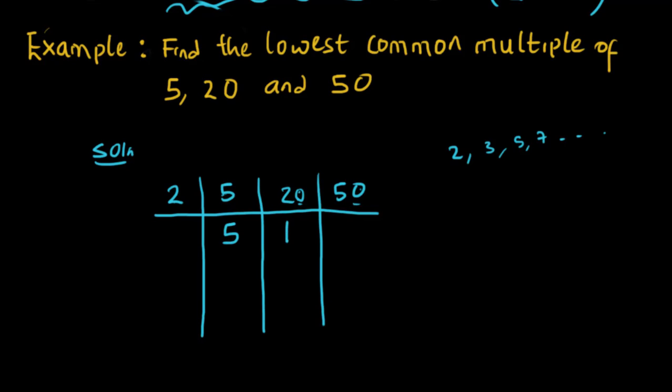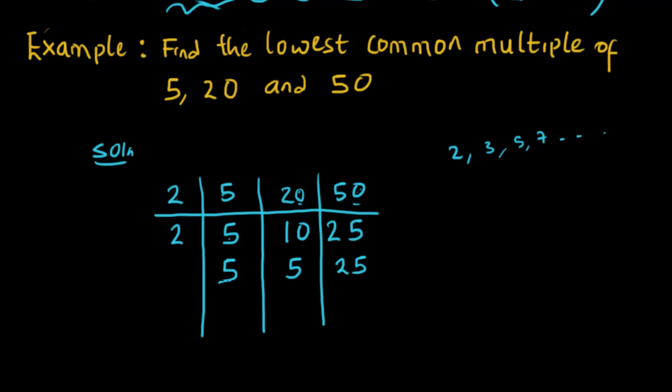2 in 20 is 10. 2 in 50 is 25. Do you understand? So we ask ourselves again, can 2 go in either 5, 10, or 25? 2 can go in 10, so we divide by 2 again. 2 cannot go in 5, so we write 5. 2 in 10 is 5. 2 cannot go in 25, so we still write 25.